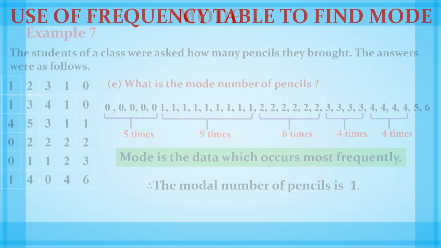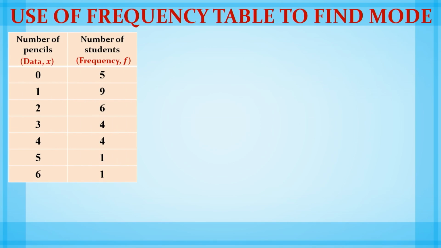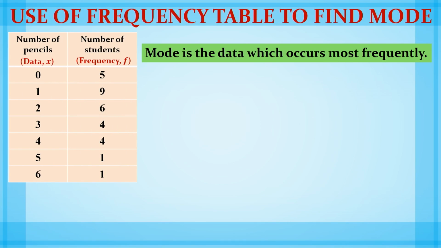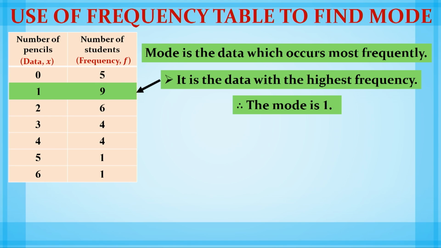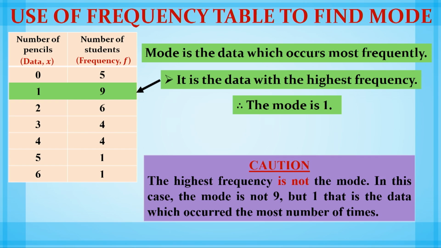Now, using the frequency table to find the mode, remember, the mode is the data which occurs most frequently. In other words, it is the data with the highest frequency. In this case, the highest frequency is 9, corresponding to the data 1. Therefore, the mode is 1. Students, caution. The highest frequency is not the mode. In this case, the mode is not 9, but 1. That is the data which occurred the most number of times.